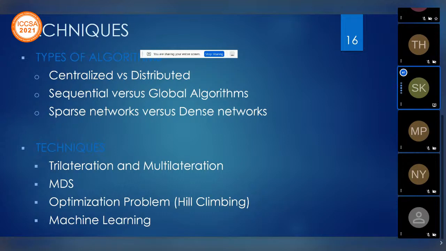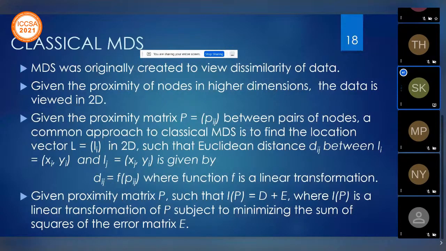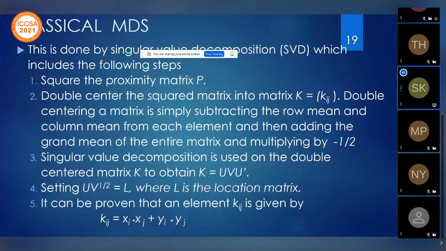So, just quickly going over MDS. MDS was originally created to view dissimilarity of data that was given in higher dimensions, to view it in either 2D or 3D. What's given is a proximity matrix between pairs of nodes. And the classical MDS finds the location vector Li in 2D such that the distance between the locations Li and Lj equals a function of the proximity matrix, where F is a linear transformation. So that looks very similar to what we would like to do with localization, and that's why we applied it to localization.